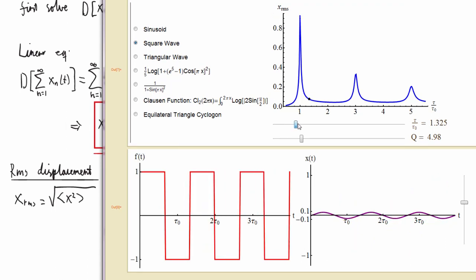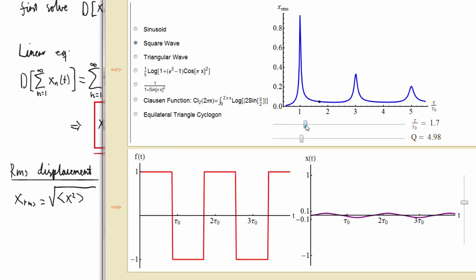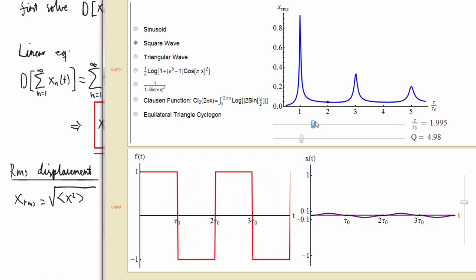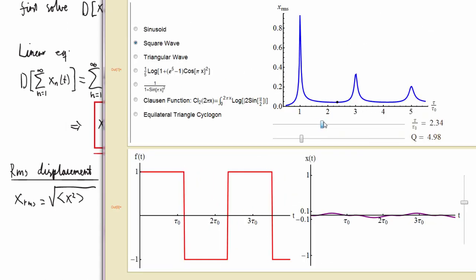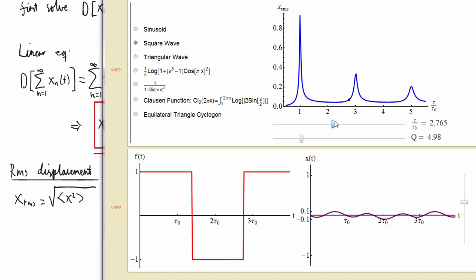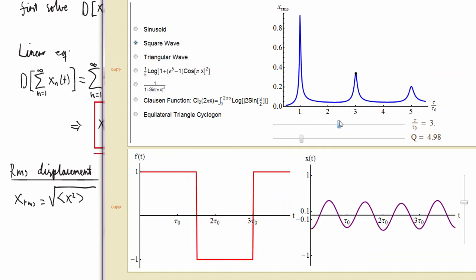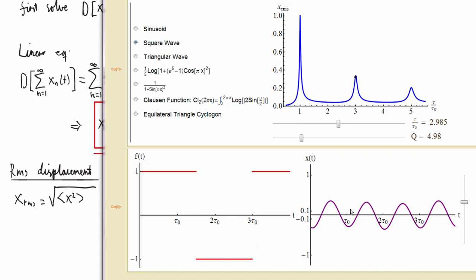And then I'm increasing the period of the driving force, and you can see that it reduces the response, and nothing happens until the period becomes 3 times the natural period of the oscillator. So you can see here that now the oscillator is oscillating at the same frequency that it did when we had our driving force tuned to this period.